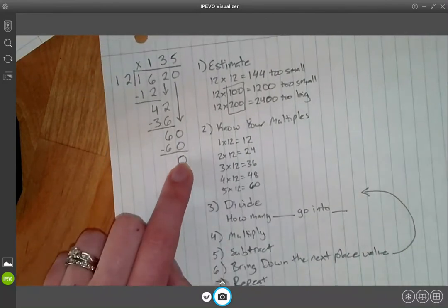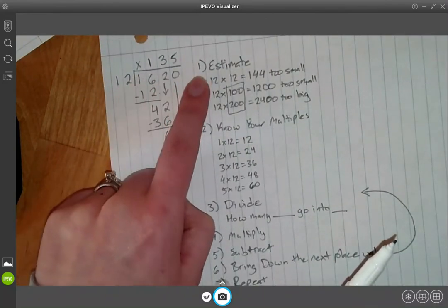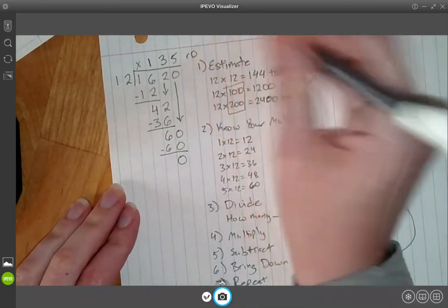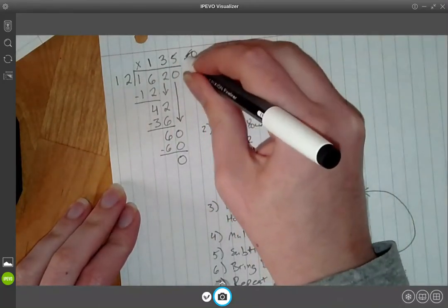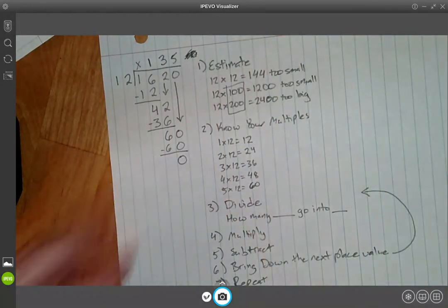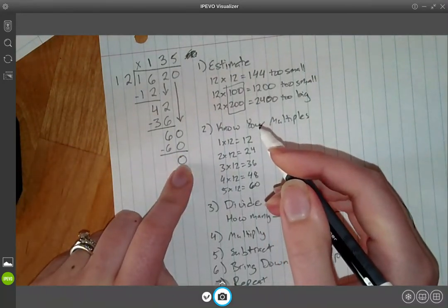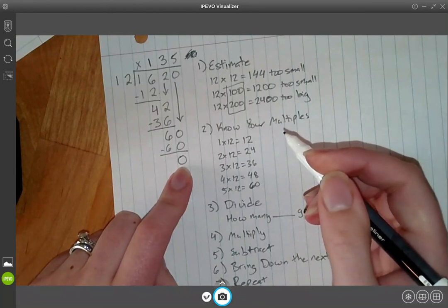If this number was smaller than 12 and I'd run out of numbers, in elementary school, you would say R0, remainder 0. In middle school, we don't use R for remainder anymore. We're going to report that, if we did have a remainder, using a fraction or a decimal, but we'll get to that on another day.